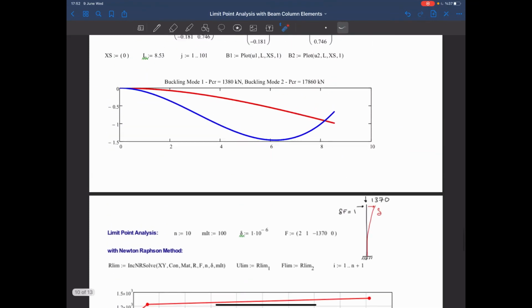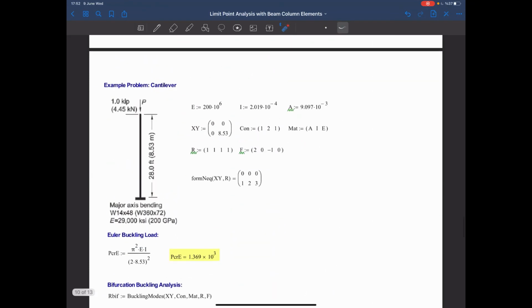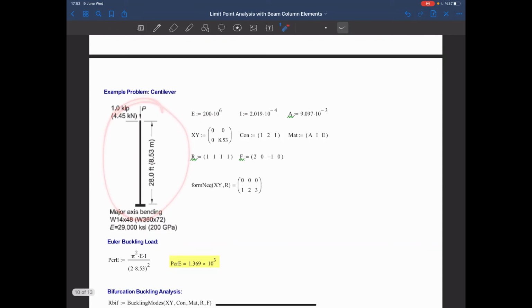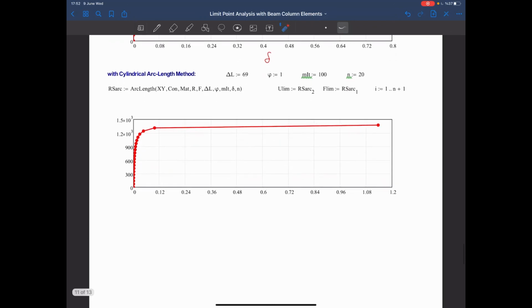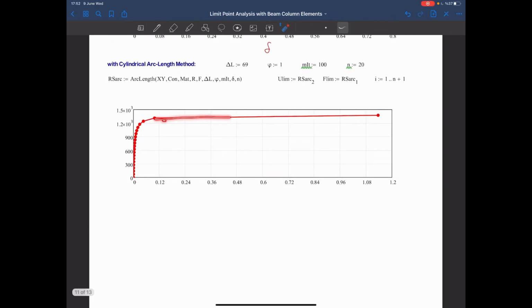behavior, because remember that this is a single cantilever. If you exceed the buckling load, you lose the stability, and you don't have any other additional path or post-buckling stage to catch up the stability one more time. So if it loses, then your structure will completely fail, because you have a determinate system. So that's how it goes. And again, with the cylindrical arc length method, we were able to determine the buckling load.